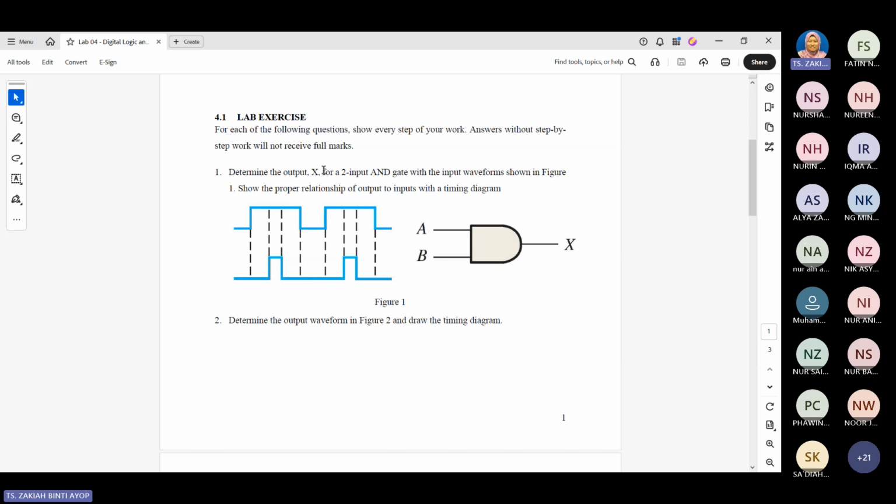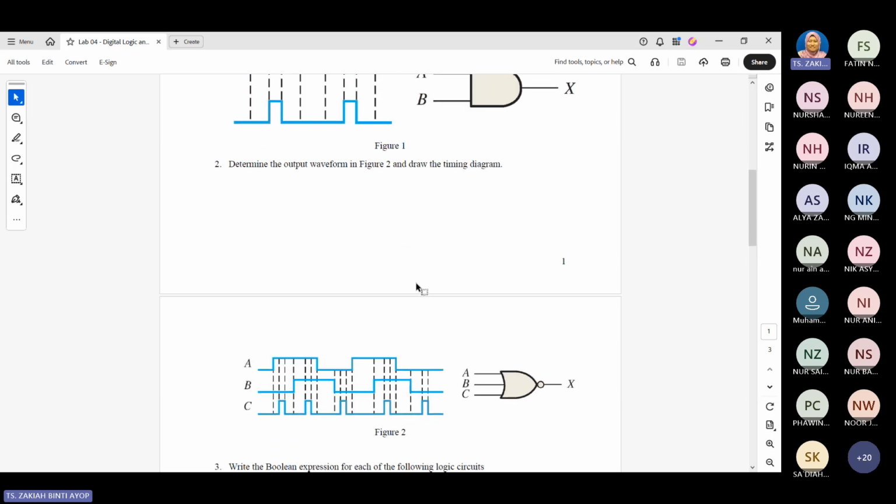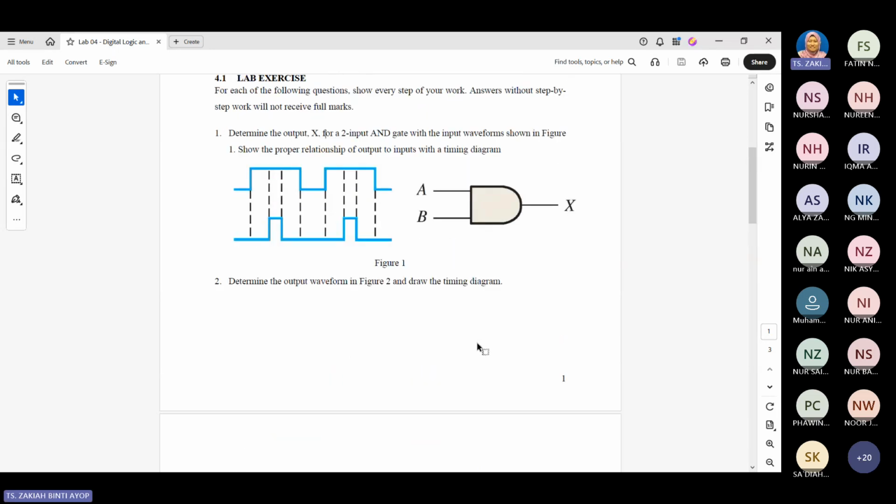Now, for question 1, determine the output X for a 2-input AND gate with the input waveform shown in figure 1, and then show the proper relationship of output to input with the timing diagram. So I will show you the way you want to answer it for question 1, but then you have to answer on your own for question 2. So in this case, question 1 is only for reference for you.